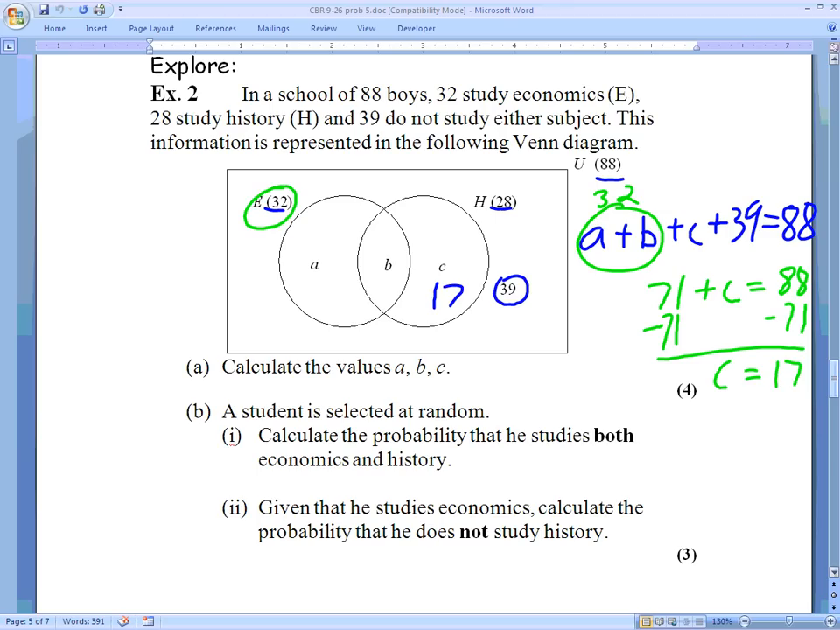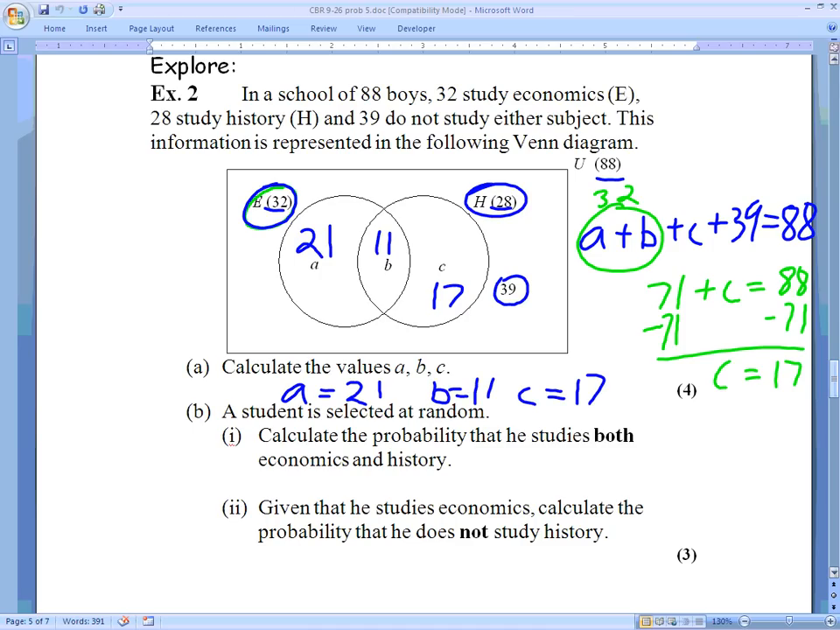So I put that here. Now I can take the total of my history students, which was 28, subtract the 17 from that, which leaves me 11 here in the middle group. 11 plus 17, again, adds up to be 28. And now I can take this 11 and subtract it from the 32 over here with the economics, which gives me 21. If I add the 21, the 11, the 17, and the 39, they should all add up to 88 again. So the values of A, B, and C: A is 21, B is 11, C is 17.